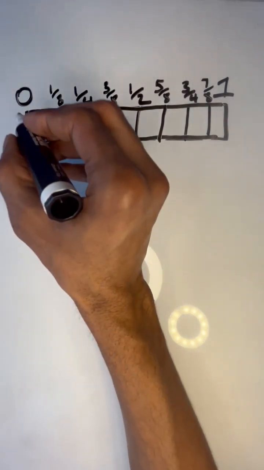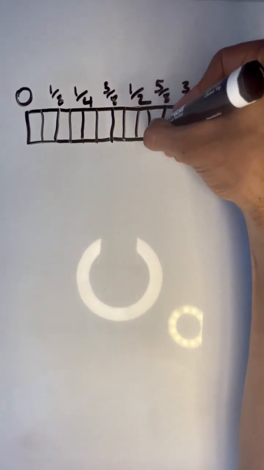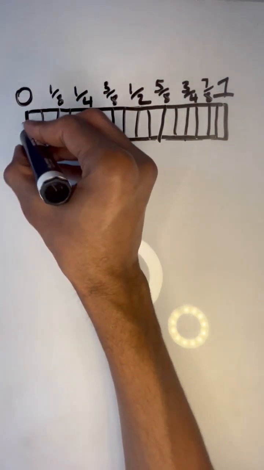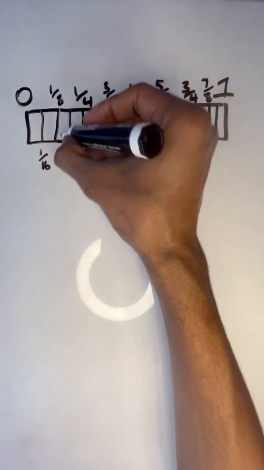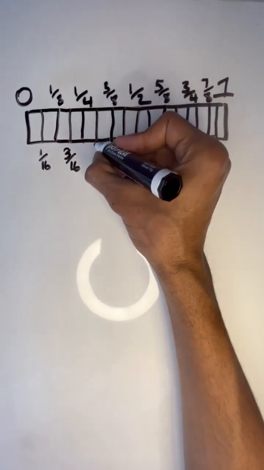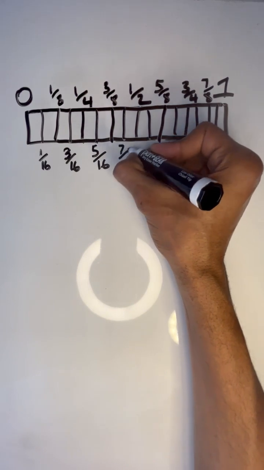Finally, let's further divide the rectangle into 16 sections. The measurement between 0 and 1/8 is 1/16. Between 1/8 and 1/4 is 3/16. Between 1/4 and 3/8 is 5/16. Between 3/8 and 1/2 is 7/16.